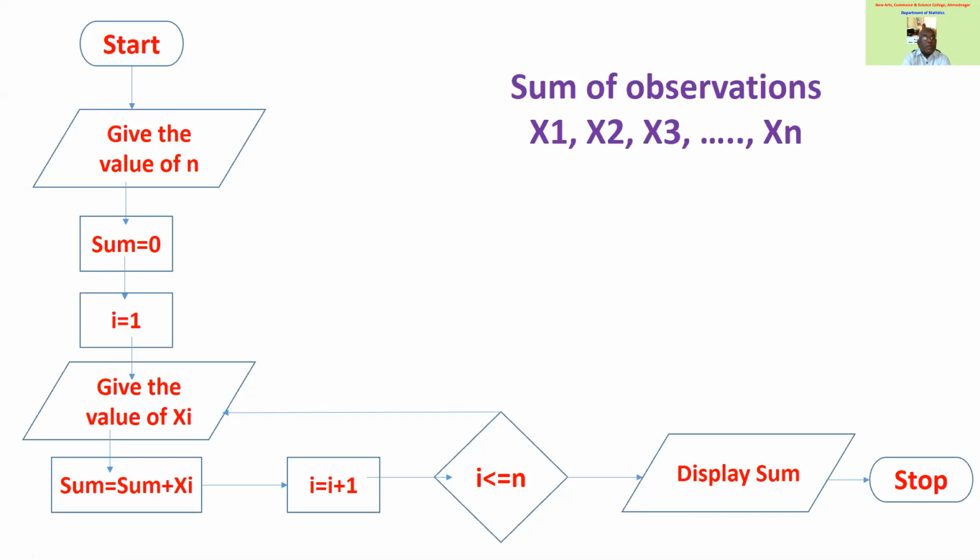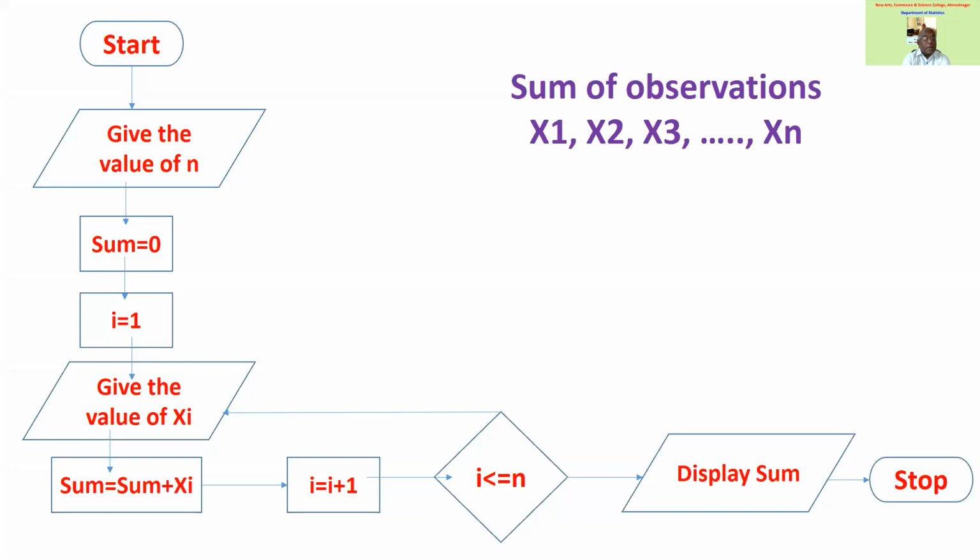Thereafter I am showing i is equal to 1. That means I am beginning with the value 1. So it is again a process, and so a rectangle is used. So i is equal to 1 means I will start with x1, give the value of x1. And once I have got the value of x1, I will perform a process that leads to sum, and that process is sum is equal to sum plus xi.